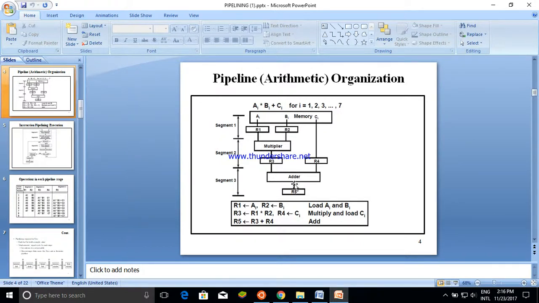So we are seeing that a single process, that is a into b plus c, is divided into segment 1, segment 2 and segment 3, which operate concurrently with each other, and the final value gets stored at r5.